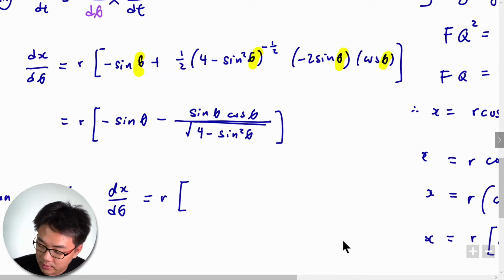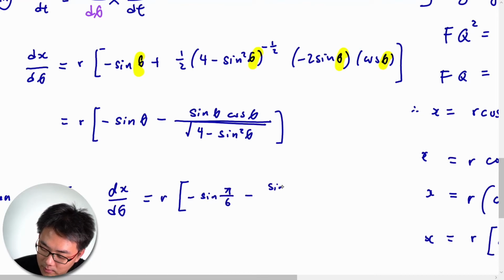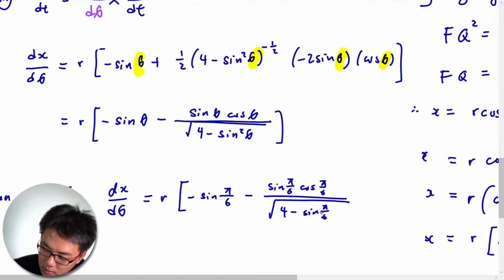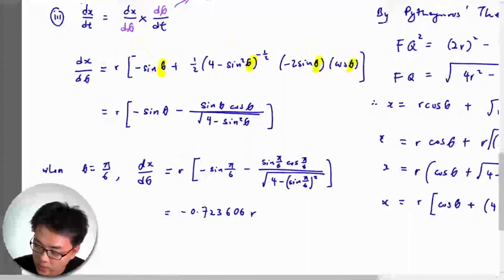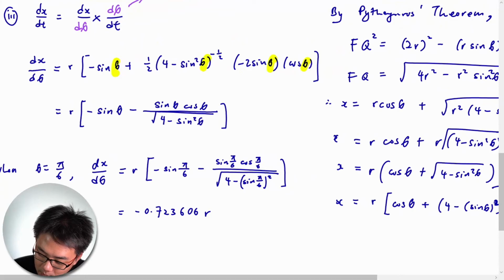Once you sub in the value, you just have minus sine 30 degrees, so minus sine pi over 6. They did not want the exact value, so don't need to worry about it. This part here will just be negative 0.723606 r. So what we want is actually just dx dt. dx dt will just be dx d theta, which is negative 0.723606 r, times 0.3. So there you go.